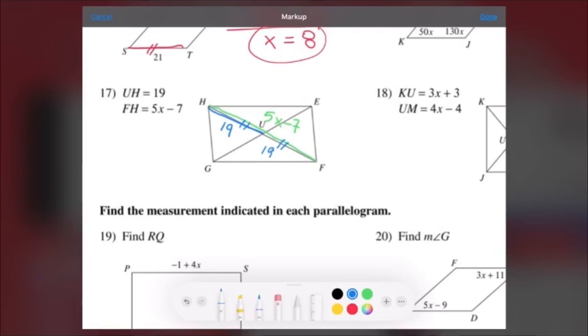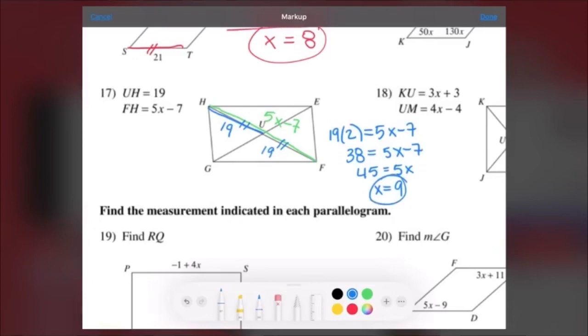So we have 19 times 2 is equal to 5x minus 7. So 38 is equal to 5x minus 7. So we add 7 to both sides, and we get 45 is equal to 5x. Divide by 5 on both sides, and x is equal to 9. Alright?